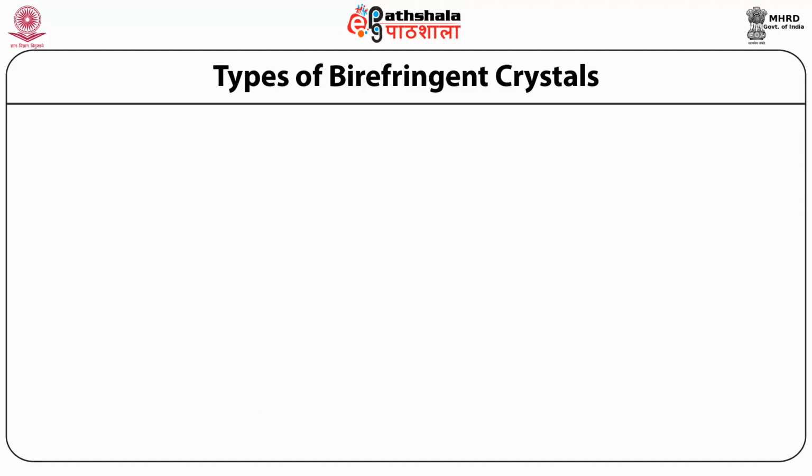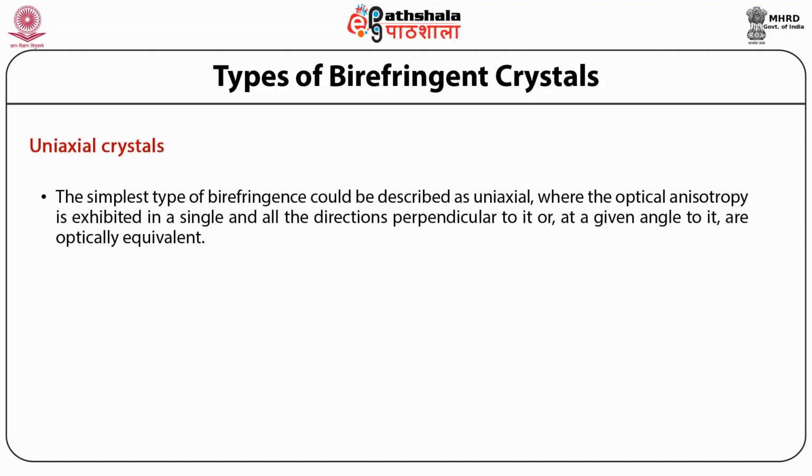Types of birefringent crystals. First one is uniaxial crystals. The simplest type of birefringence could be described as uniaxial, where the optical anisotropy is exhibited in a single direction, and all directions perpendicular to it or at a given angle to it are optically equivalent. When the material is rotated around this axis, the optical behavior remains the same. This special direction is termed as the optic axis of the material.